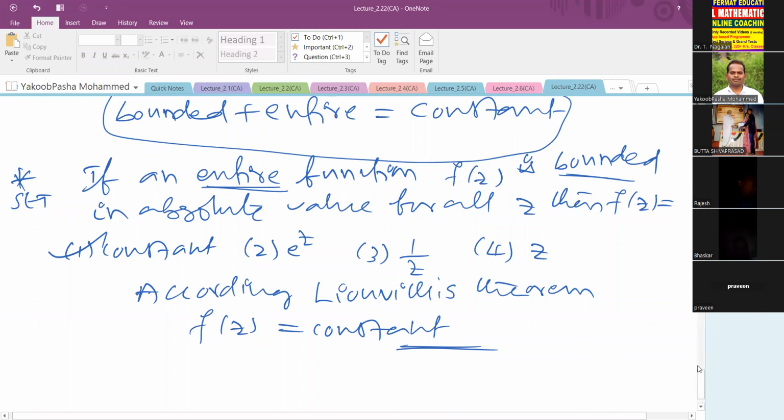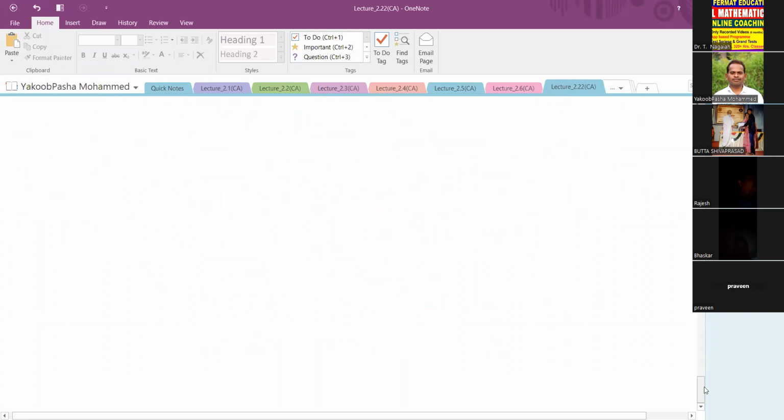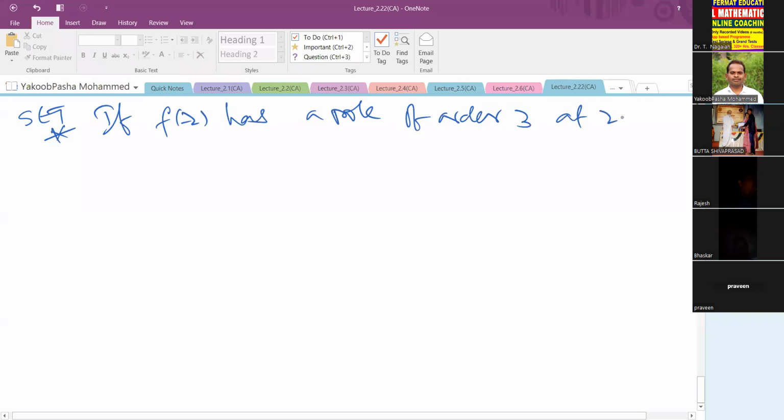I'm giving this question: if f of z has a pole of order 3 at z is equal to a, then the residue of f of z is equal to.